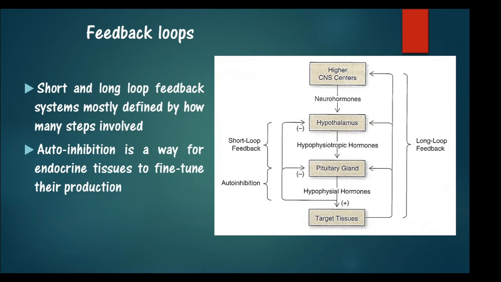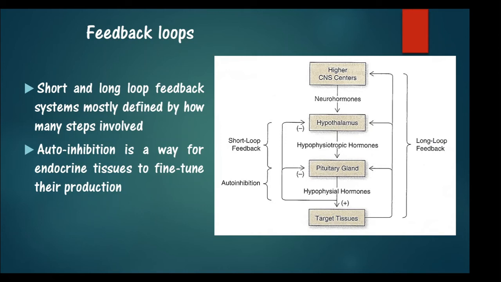And auto inhibition is where I am producing a hormone in my body and I am inhibiting the production of the hormone by myself. So, consider A is an endocrine organ. A is producing X as the hormone, and the production of X from A inhibits A from producing more X. So that is auto inhibition.